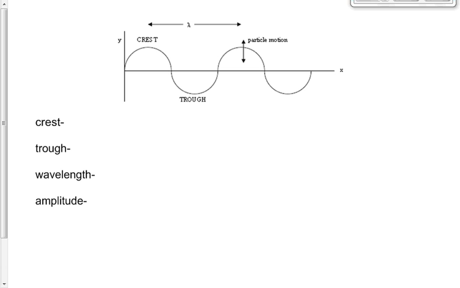Which way do the particles move if it's a transverse wave? Well, if the wave is traveling along the x-axis, then the particles you can see are going to travel along the y-axis, perpendicular to the motion of that wave. Let's label a couple of different parts of that wave now. Again, when we did our demonstration, we talked about this a little bit. When you have a bump in the wave, something that's above the equilibrium or above the x-axis, we're going to call that a crest.